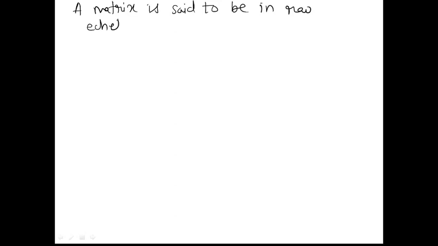So what is meant by row Echelon form of a matrix? A matrix A is said to be in row Echelon form if it has the following properties.